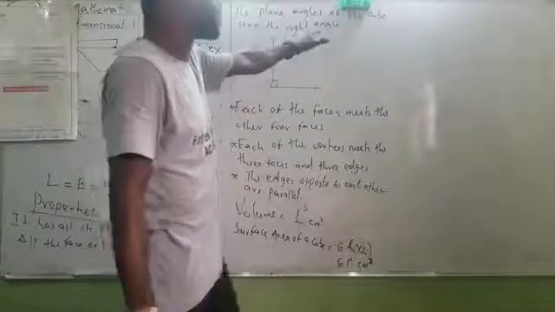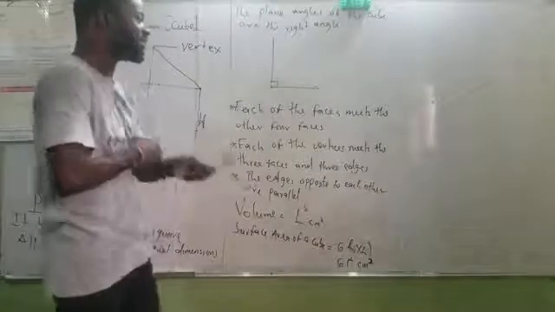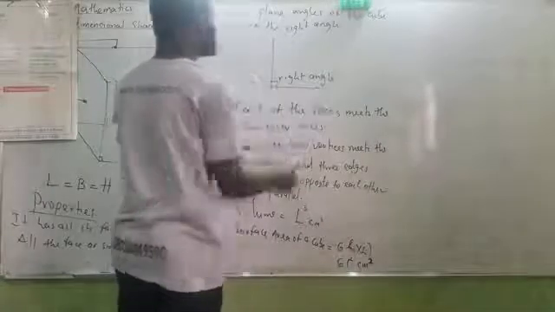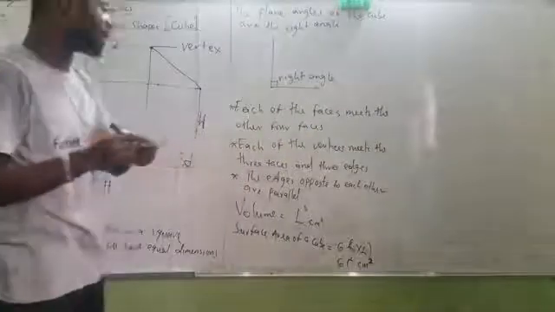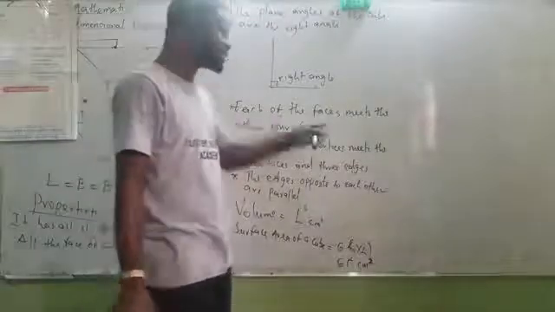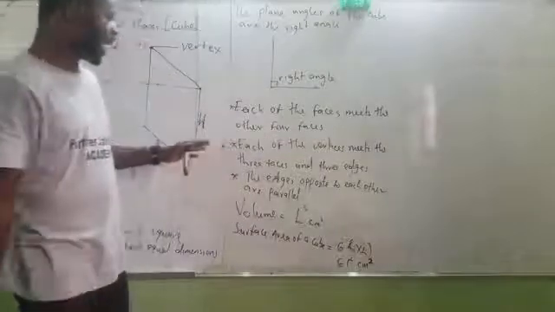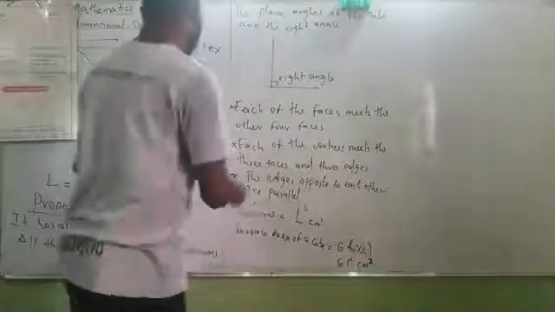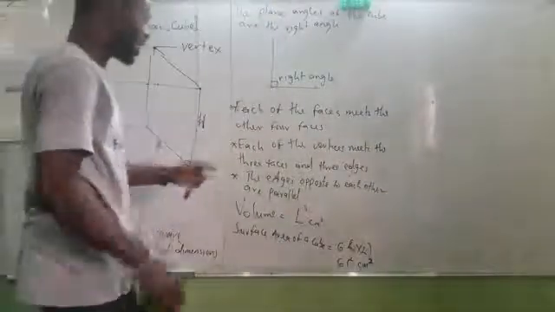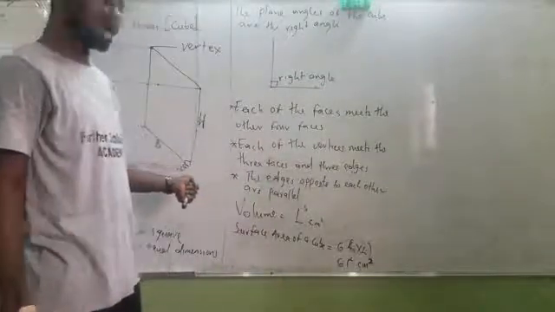The plane angles of the cube are right angles, which I've explained. What is a right angle? This is a right angle. This place is called a right angle. Now, if I put something like this, it becomes a right-angled triangle. It means one of the angles is 90 degrees out of the 3 angles. Each of the faces meets the other 4 faces. Each of the vertices, I've explained, this is a vertex. Vertices is the plural of vertex. Take note of that.